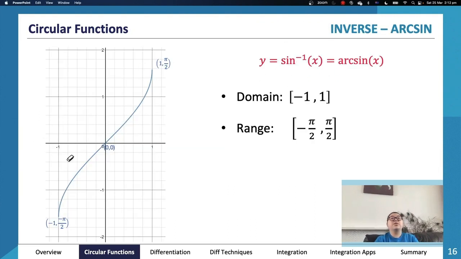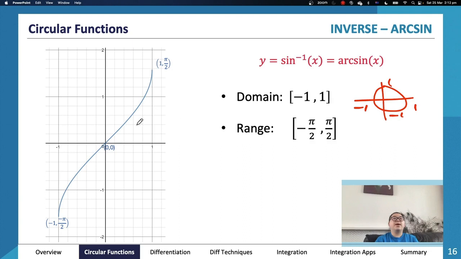Alright, so for this one, the domain is negative 1 to 1. That's basically because the base sine function, remember, the amplitude is at max negative 1 to 1, and that's because of the properties of the unit circle. That's the maximum values that sine and cos can really take, because the unit circle only goes from 1 to negative 1. So that's why it's the domain, and because it's the inverse, this was the range before, but now it's flipped into the domain.